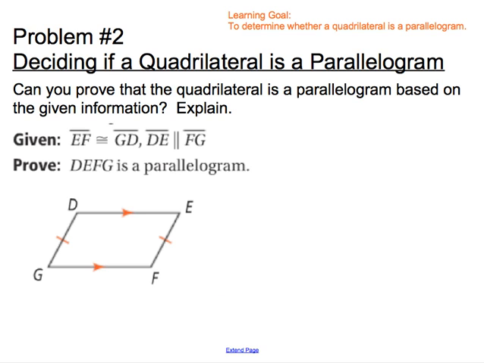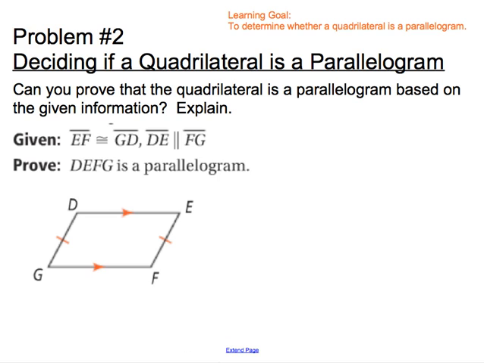In this case, we have segment EF, which is congruent to segment GD, and DE parallel to FG, and we're asked to prove that this is a parallelogram. In this case, this is actually not necessarily a parallelogram. It could be, but does not have to be.